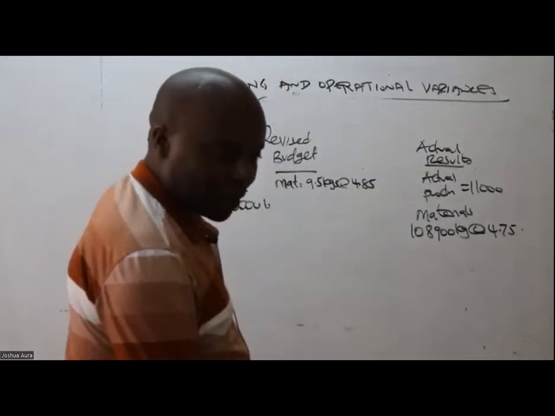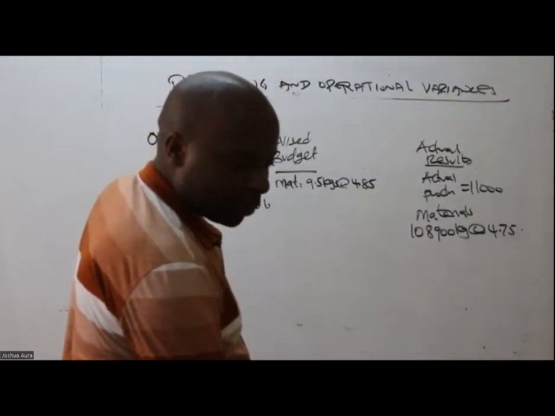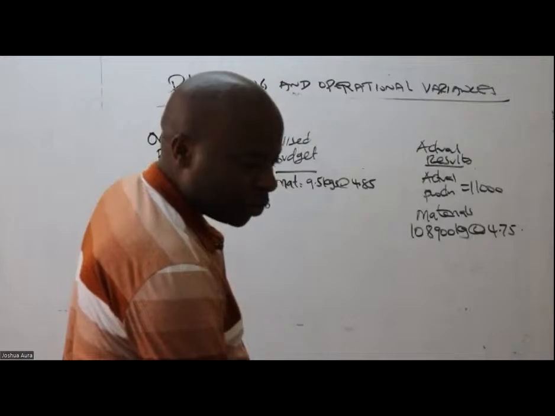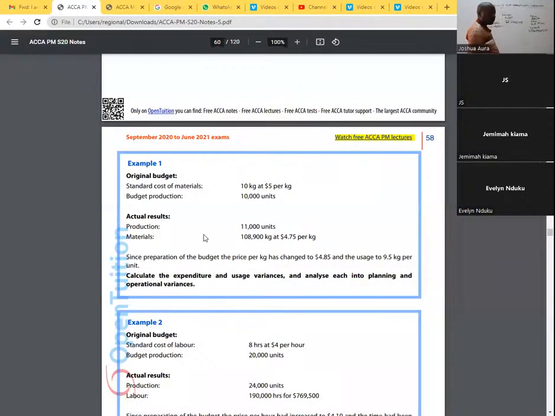Great. Fatima, karibu sana. Fatima, there is a book that I've sent to your group WhatsApp group, and we are doing example number 1, which is on page number 8, regarding planning and operational variances. The only thing that we have explained while you are away is quite an easy one.